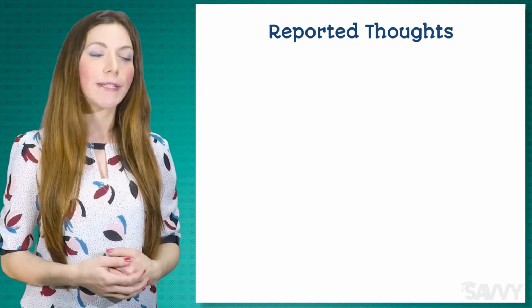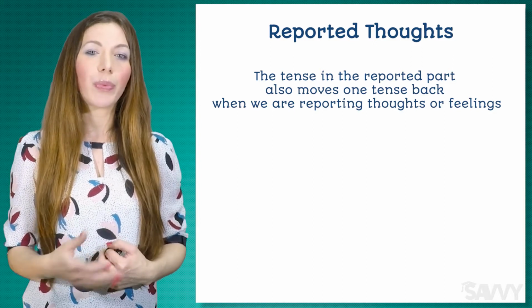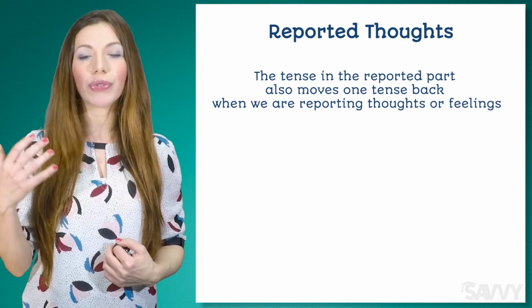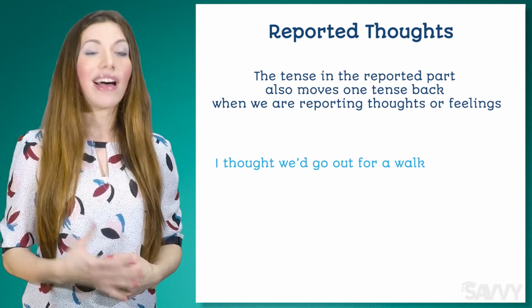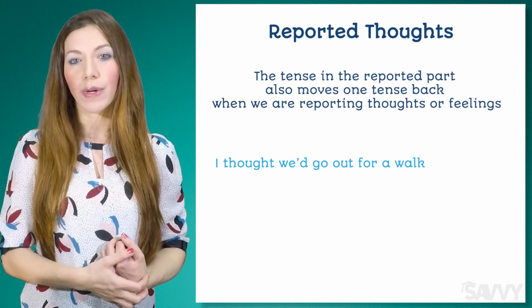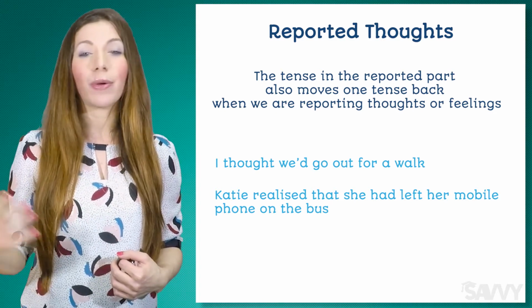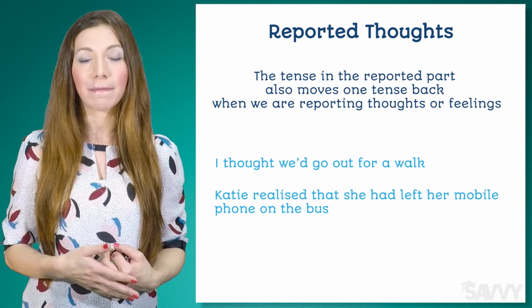Both are correct. So when we have a sentence in the past simple in the direct speech, and we want to change to reported speech, we can either leave it in the past simple or change to the past perfect. Both are correct. Now, what about reported thoughts? The tense in the reported part moves one tense back when we are reporting thoughts or feelings. For example, I thought we'd go out for a walk. Katie realized that she had left her mobile phone on the bus.